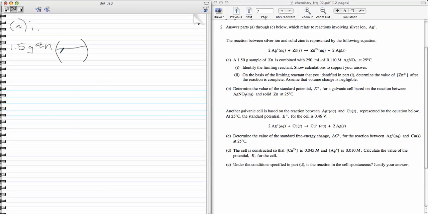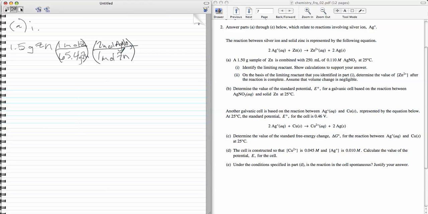We can figure out how many moles of zinc we have. So we know the molar mass of zinc is 65.4, so grams of zinc per every mole of zinc. Okay. Then based on our balanced equation here, we know that for every 1 mole of zinc, we're going to need 2 moles of silver plus there, so silver nitrate, so it's a 1:2 ratio between that and the silver nitrate.